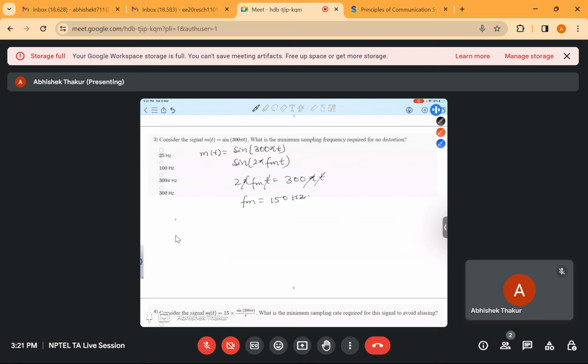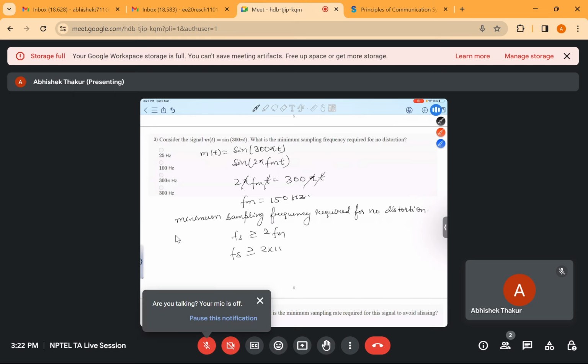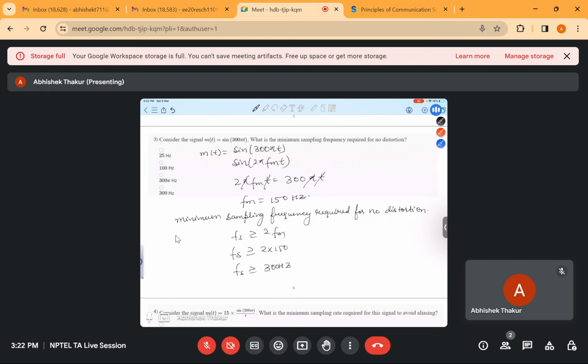So the minimum sampling frequency required for no distortion will be the Nyquist rate. fs must be greater than or equal to 2 fm. So fs must be greater than or equal to 2 into 150. So fs is greater than or equal to 300 hertz. So what is the minimum one? So fs min is equal to 300 hertz is the correct answer. So option D is the correct answer for this question.